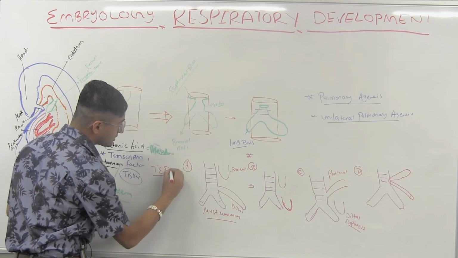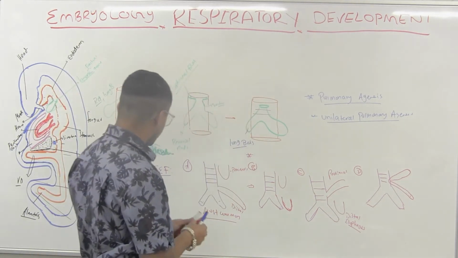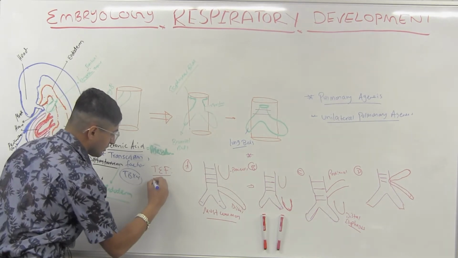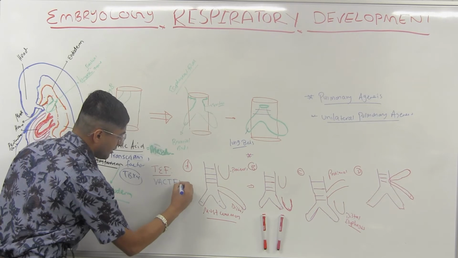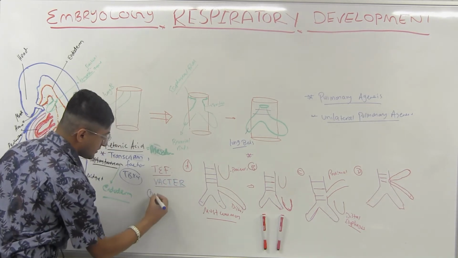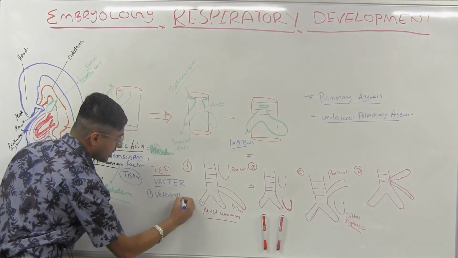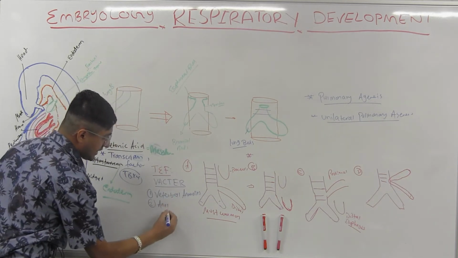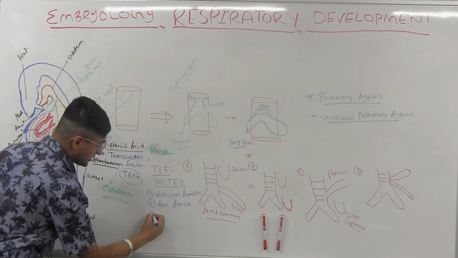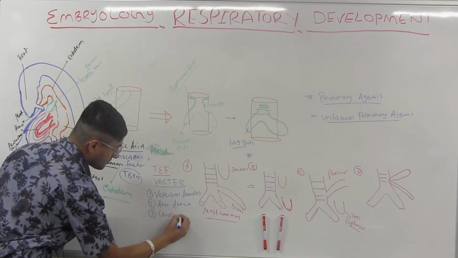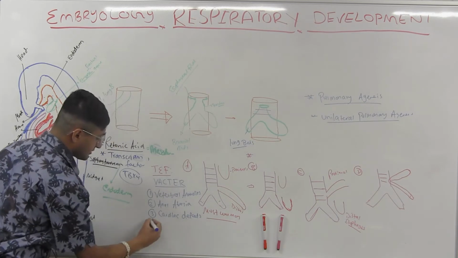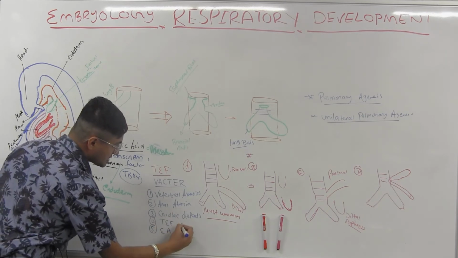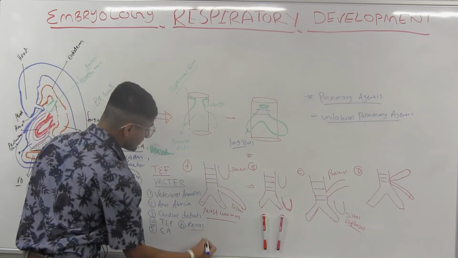With tracheoesophageal fistula, what are some of the clinical correlations you get to see very commonly? Let me write some of them down. One of the things to remember is the mnemonic VACTERL. What does V stand for? Vertebral anomalies. Then A is anal atresia. C stands for cardiac malformations or cardiac defects. T is obviously the tracheoesophageal fistula, E is esophageal atresia, and R is renal problems too.